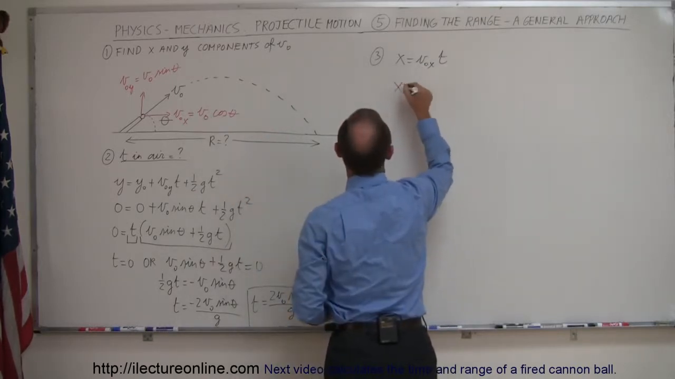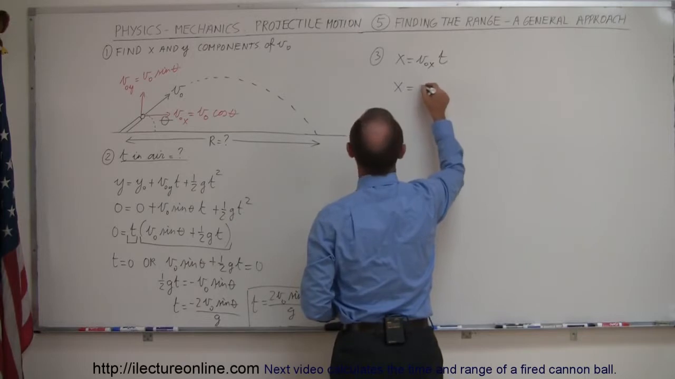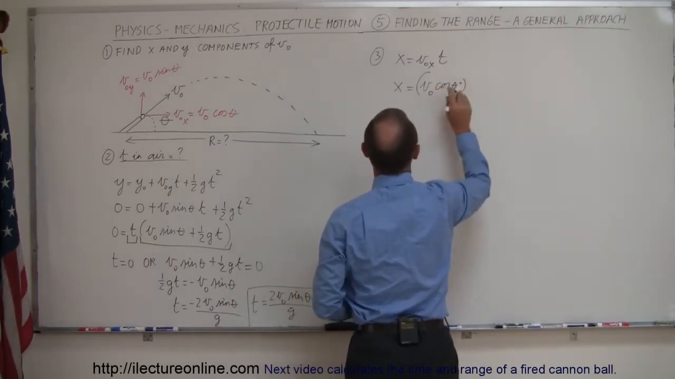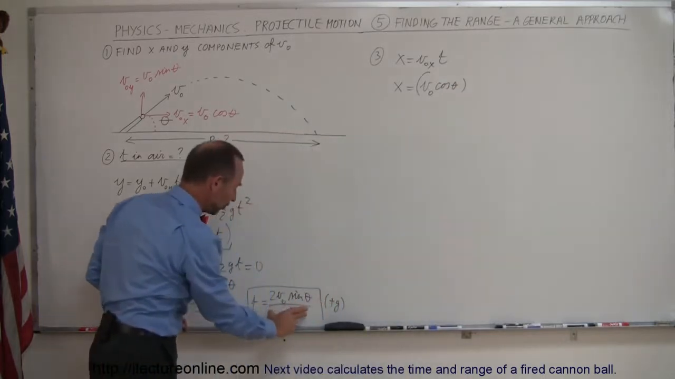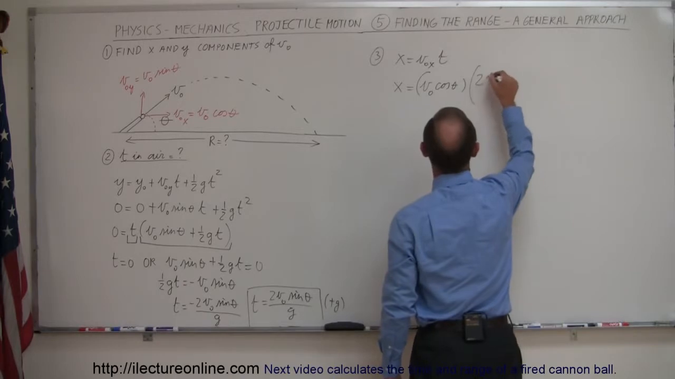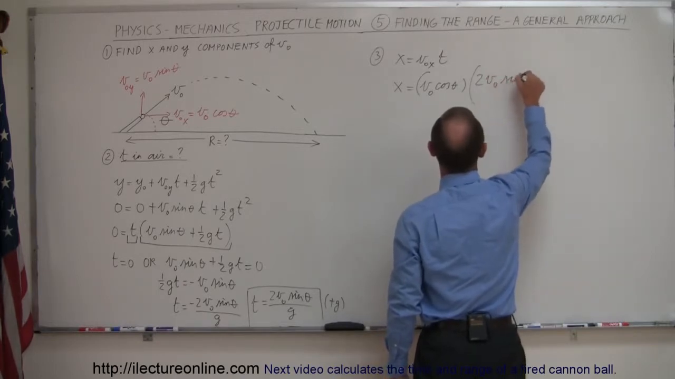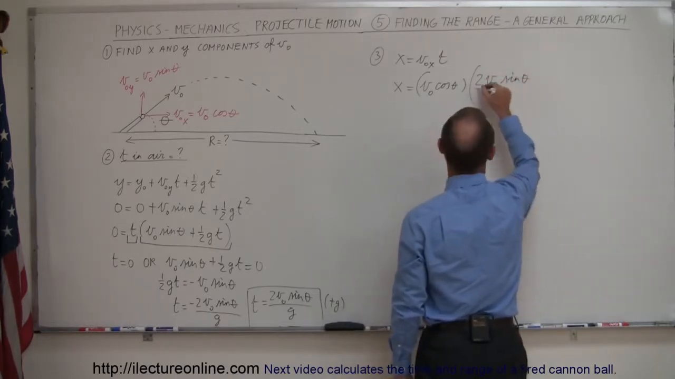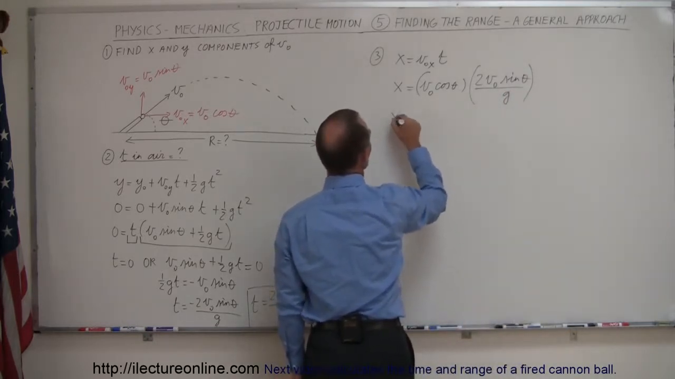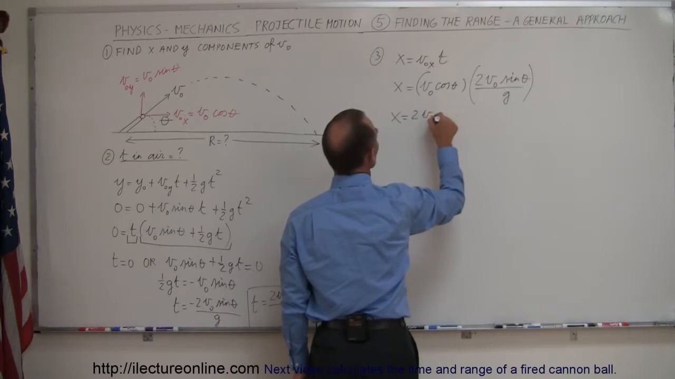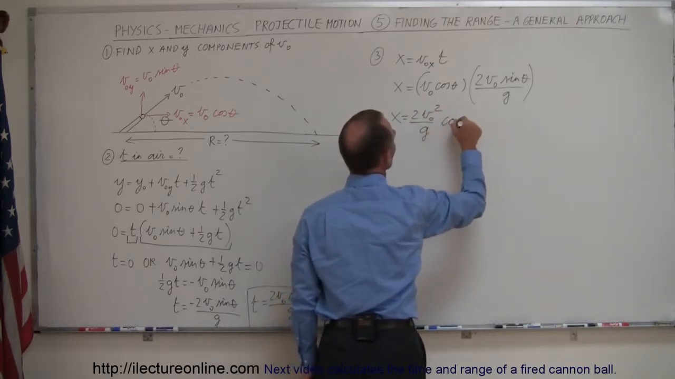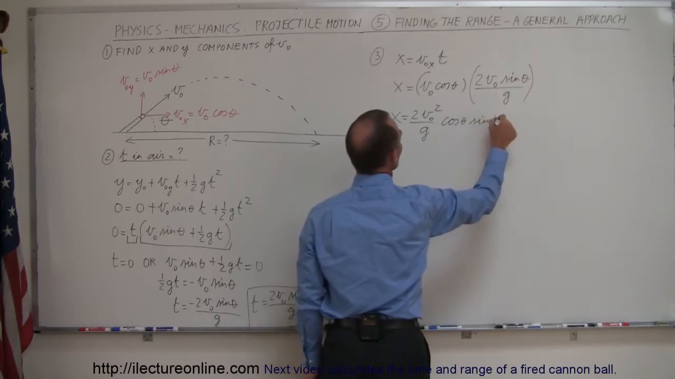So we have x, which is the range, equal to v initial times the cosine of theta, and we multiply that times what we got for time, which is 2 v sub naught sine theta over g. If I simplify that, I get x is equal to 2 v sub naught squared over g times the cosine of theta times the sine of theta.